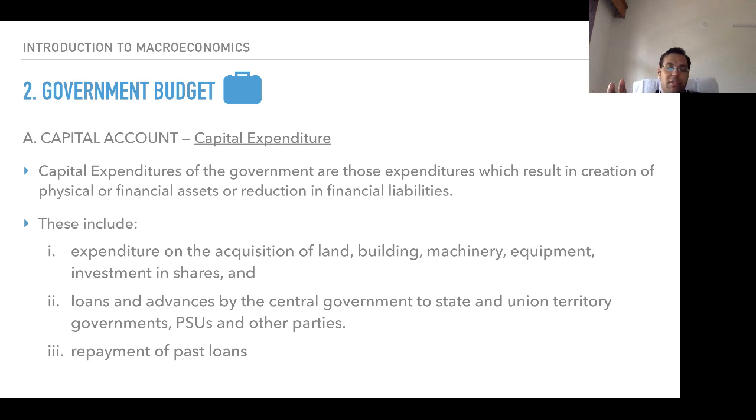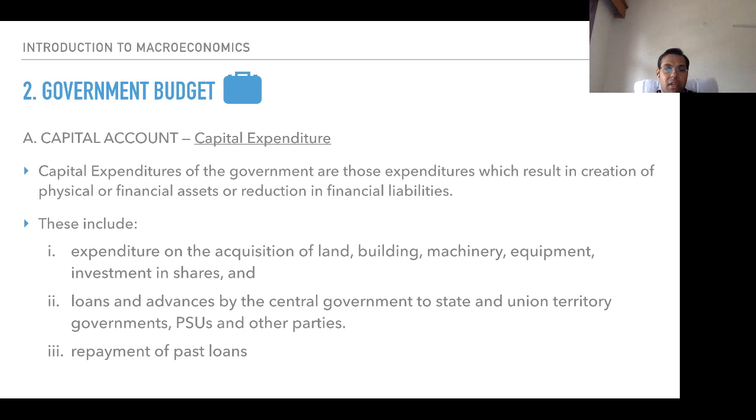So when we talk about financial assets or reduction in financial liabilities, what is happening? When you repay the loans that you had taken, say the Government of India had taken a loan of, let's say, 5,000 crores principal amount, and the principal amount is being repaid. When you take that principal amount, it is a capital receipt. When you are repaying that money, it is capital expenditure. That kind of capital expenditure would reduce your liabilities. Reduction in financial liabilities, highly important.